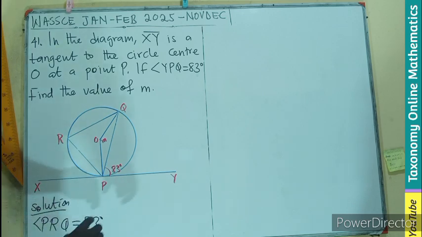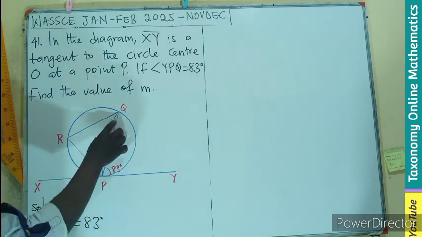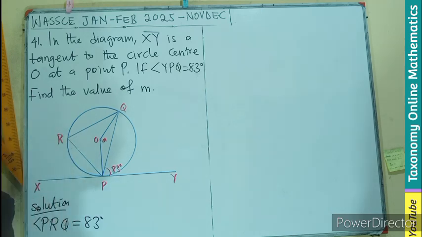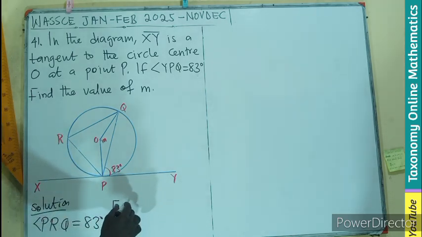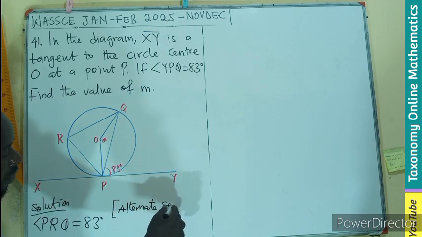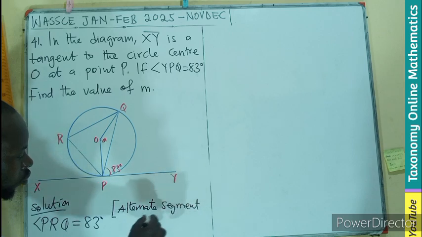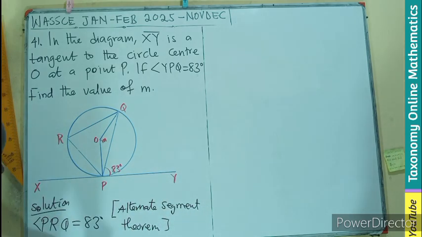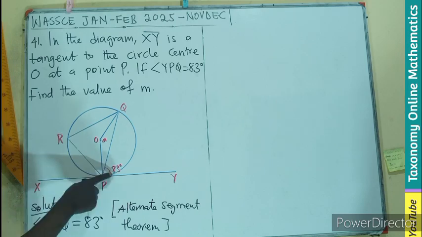What property are we saying? Angle between a tangent and a chord equals the angle in the opposite segment. So I only say what property is that? Alternate segment theorem, right? So it means that this angle here is the same as this.